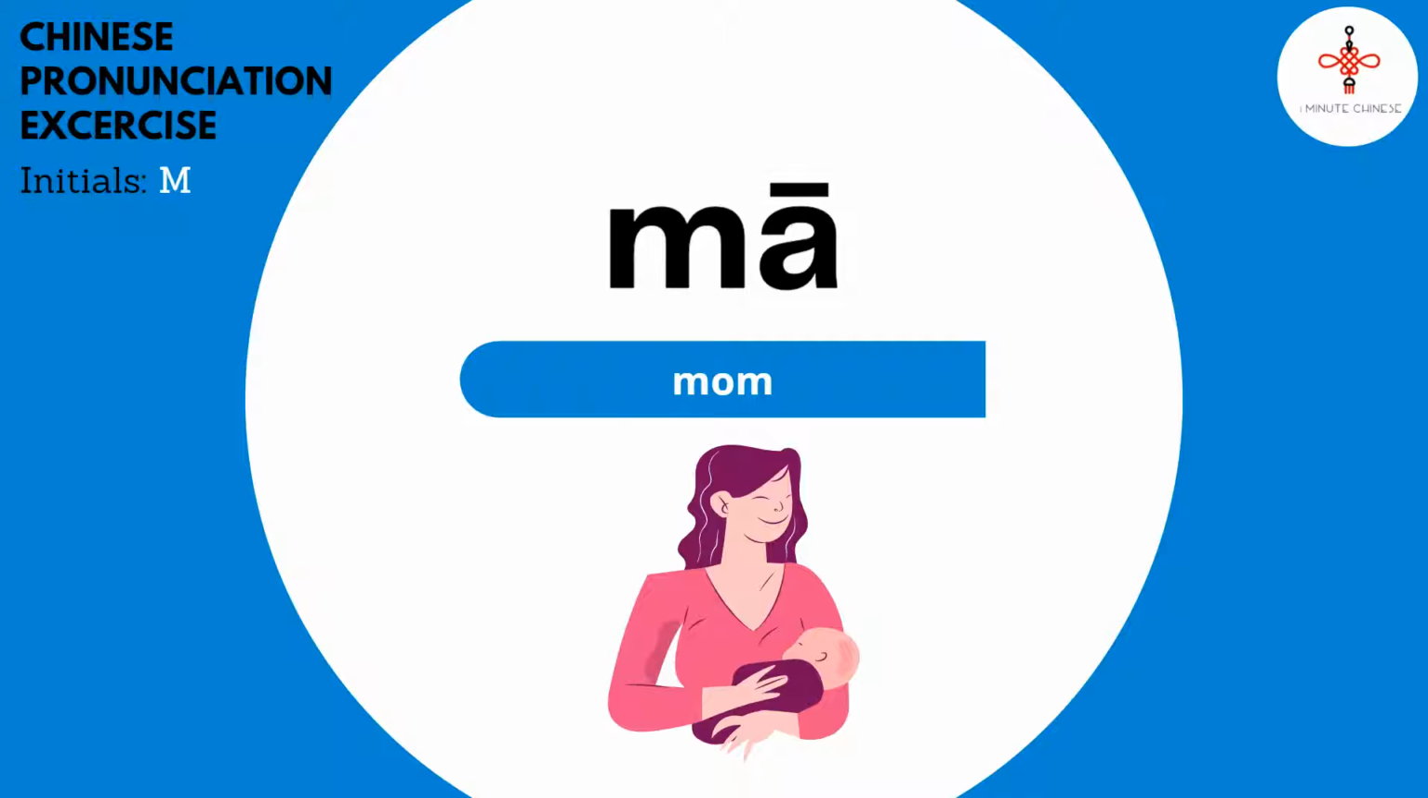Let's combine the initial M, the final A, and the high-pitched first tone all together. M, A, Ma. Repeat after me. M, A, Ma. Ma, ma, ma. Ma is mom in Chinese.